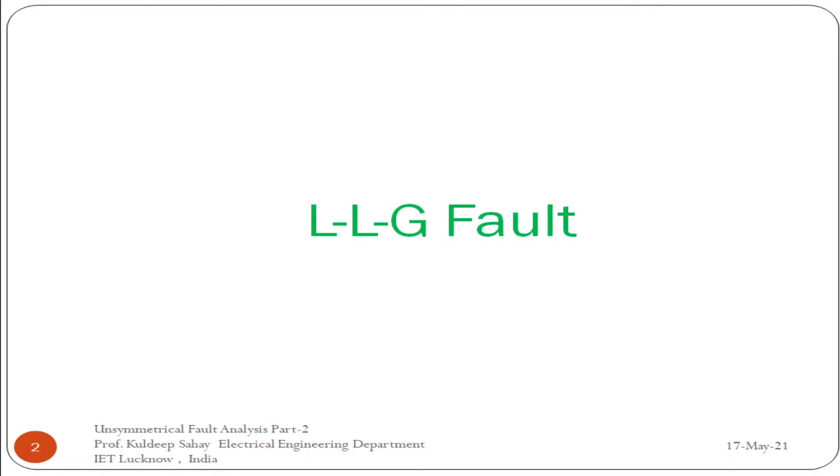In that lecture, we learned different types of faults that take place in the system: shunt fault and series fault. Shunt faults have been further classified as line to ground fault, double line fault, and double line to ground fault, while series fault means open conductor fault, which may happen on only one conductor or on any two conductors. So in that lecture we learned why unsymmetrical fault analysis is important and why it is done.